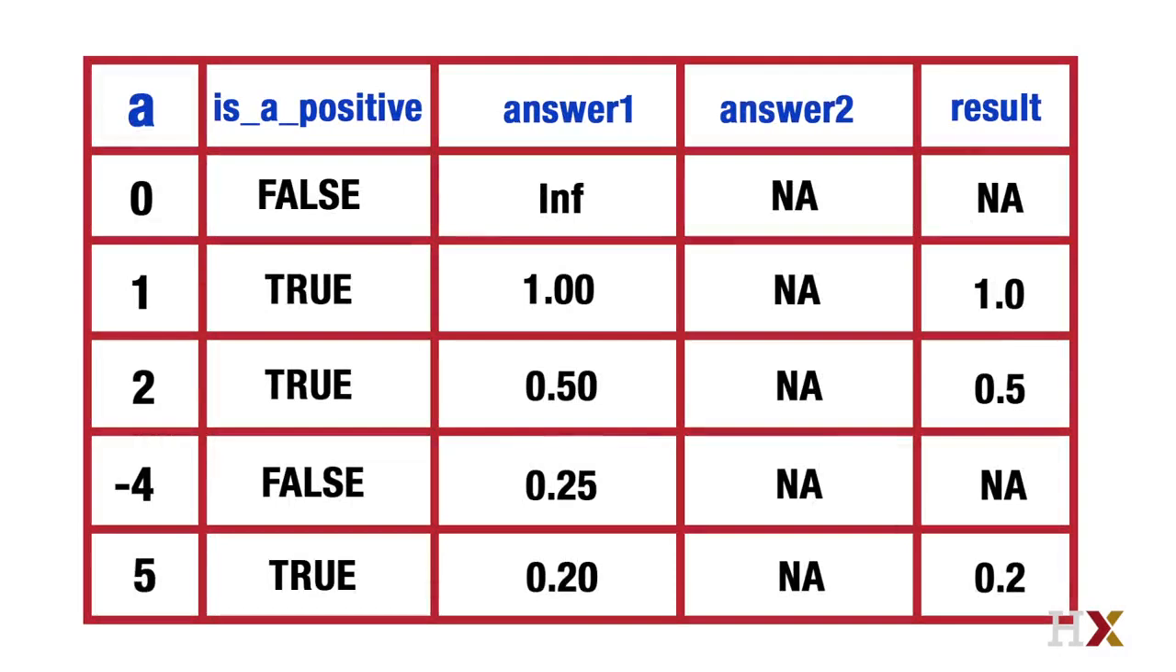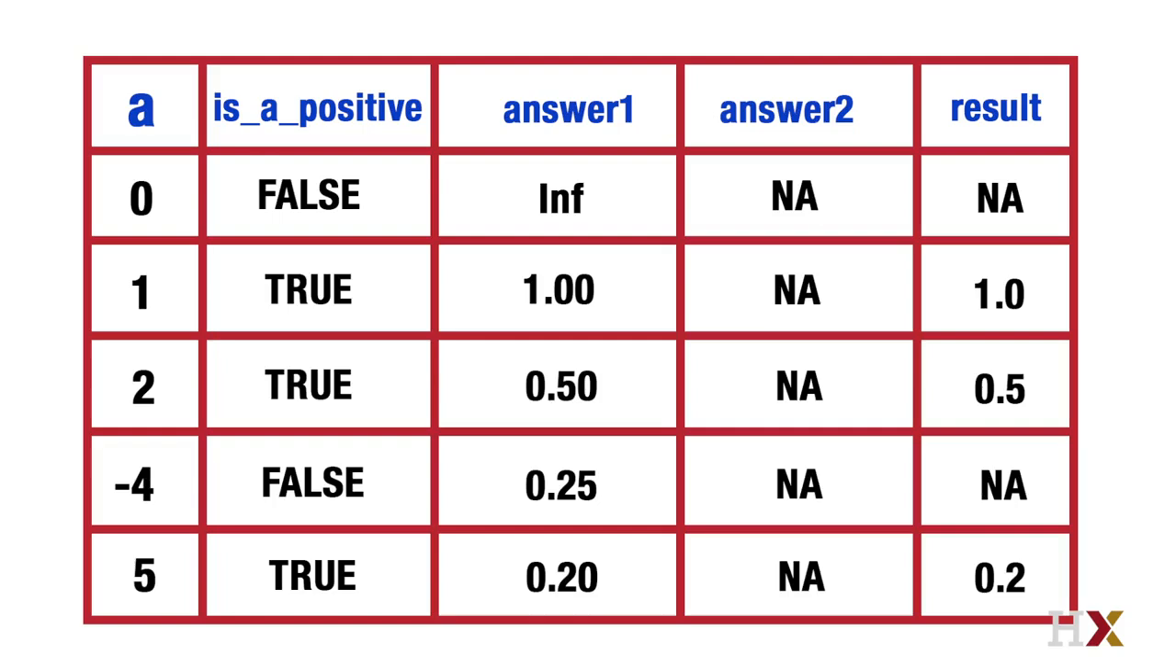In the first column of the table, we have the first vector. In the third column, we have the first answer. In the fourth column, we have the second answer. In the second column, we have the conditional. If the conditional is true, the first answer is returned. If it's false, the second answer is returned.